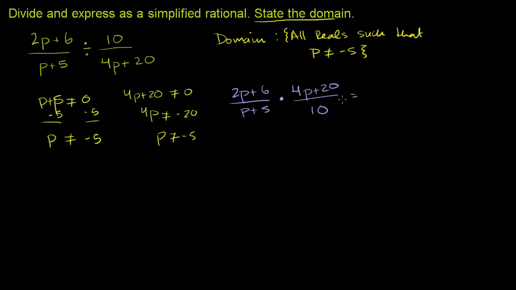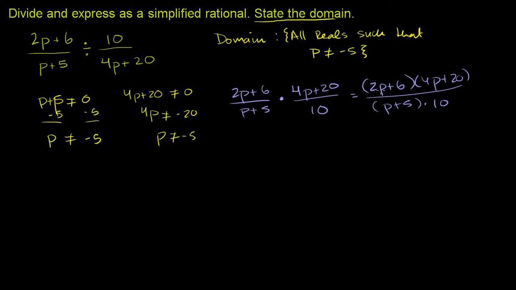Now, this is going to be equal to 2p plus 6 times 4p plus 20 in the numerator. And, well, I won't skip too many steps. Let me just write that. 2p plus 6 times 4p plus 20 in the numerator, and then p plus 5 times 10 in the denominator. Now, in order to see if we can simplify this, we need to completely factor all of the terms in the numerator and the denominator.